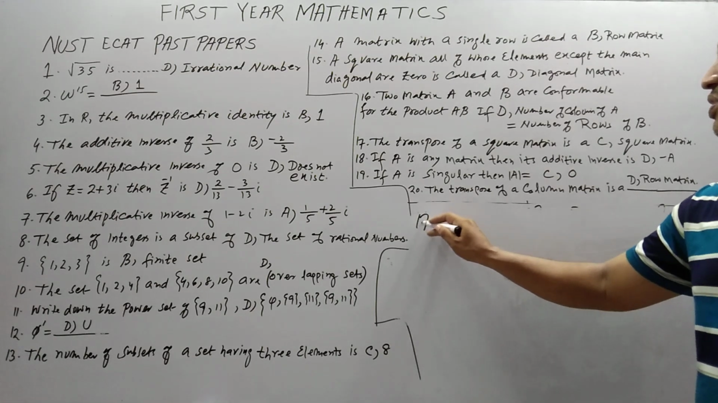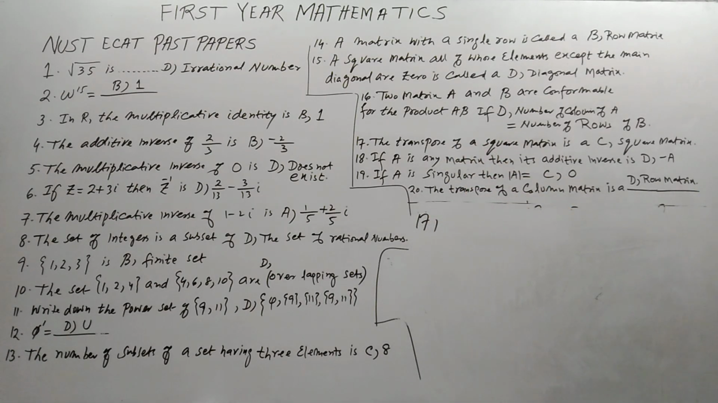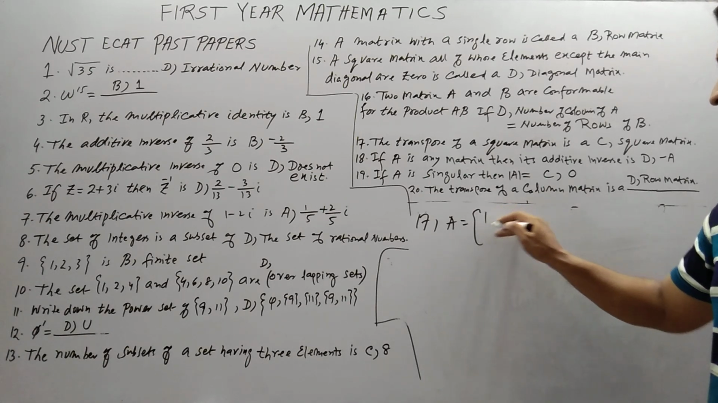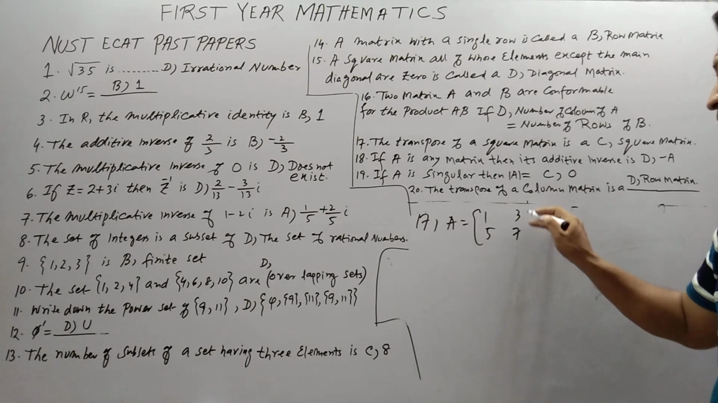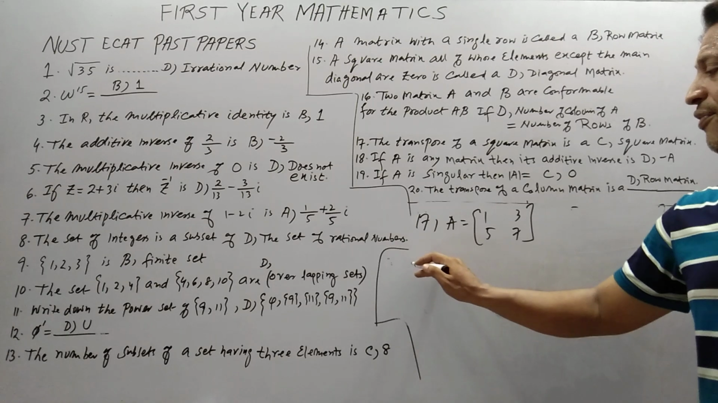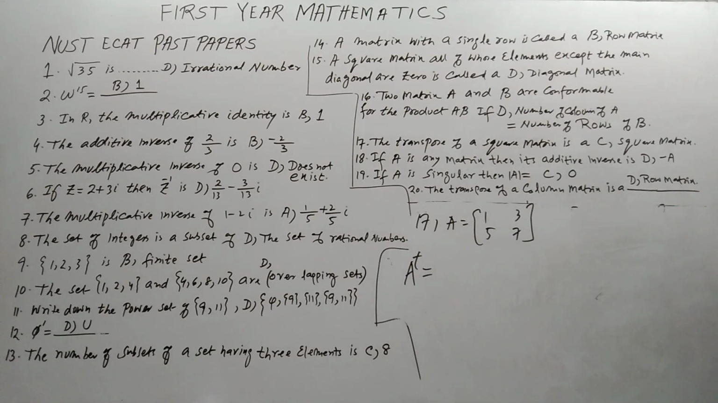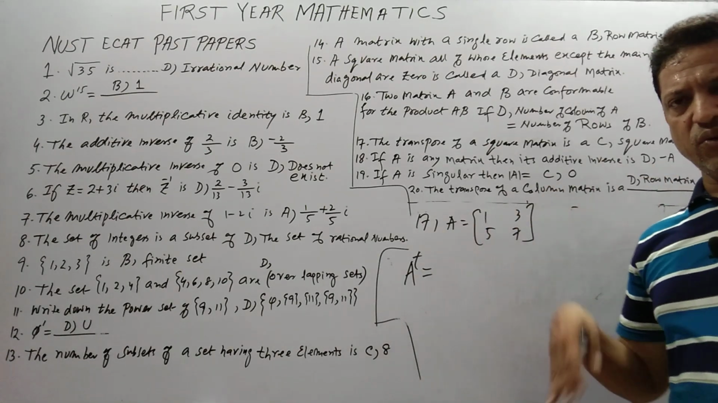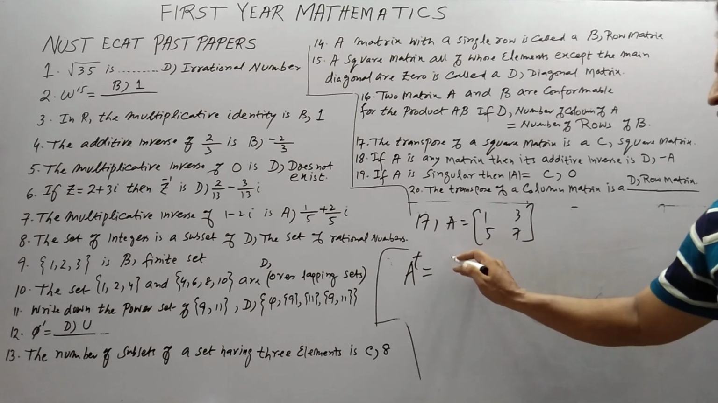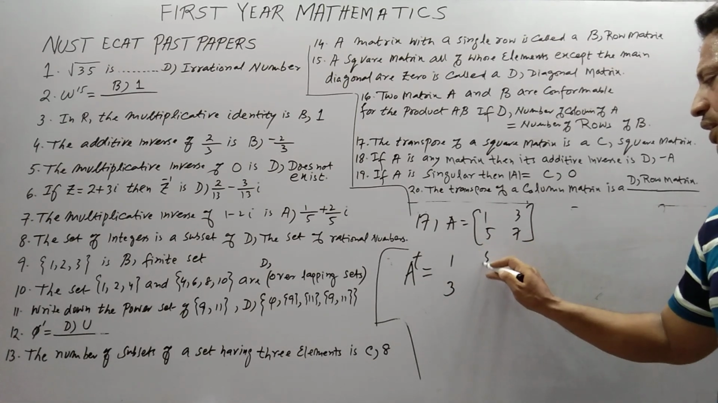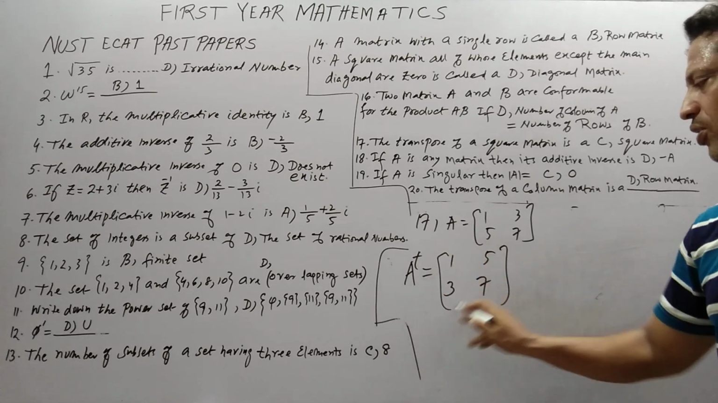The transpose of a square matrix. What is transpose? For example, if we have a square matrix like 1, 3, 5, 7 and I find its transpose, transpose means change the columns into rows and rows into columns. So this is row 1, 3, this becomes a column. This is row 5, 7, this becomes a column.